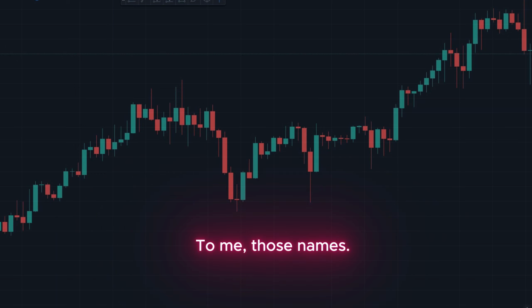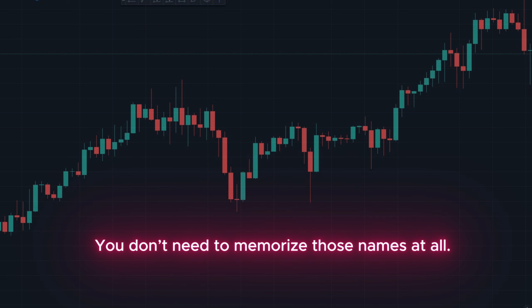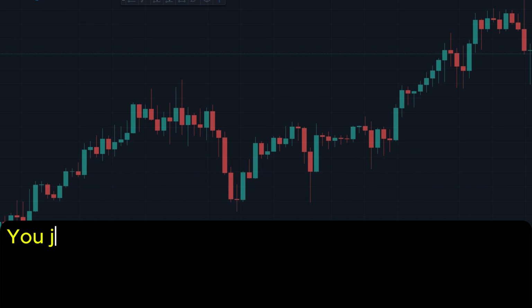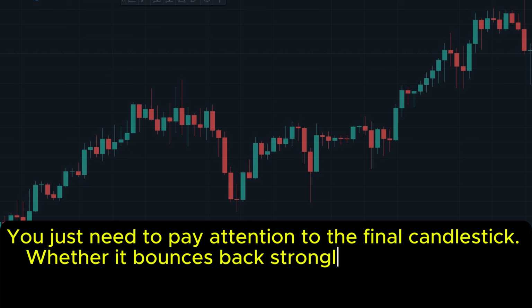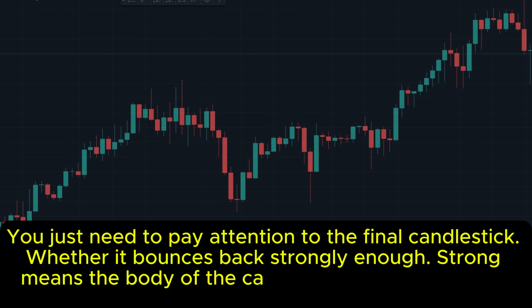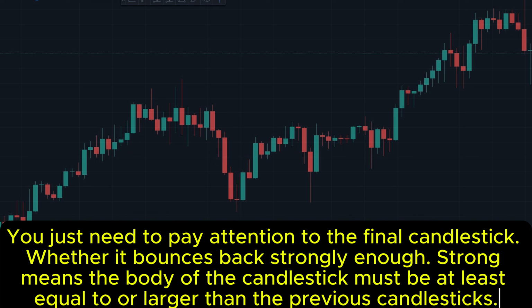To me, those names only add complexity, making it seem more dangerous to intimidate beginners. You don't need to memorize those names at all. You just need to pay attention to the final candlestick. Whether it bounces back strongly enough. Strong means the body of the candlestick must be at least equal to or larger than the previous candlesticks.